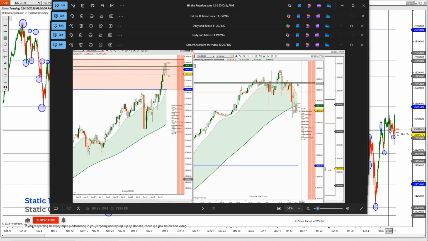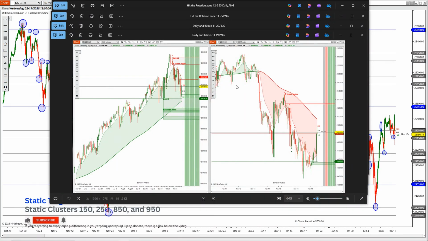So this is the hourly. Again, I have the static levels imposed on it. I'm going to show you what those levels look like, but this is that snapshot from that video, again, three months ago. So they begin to turn down.